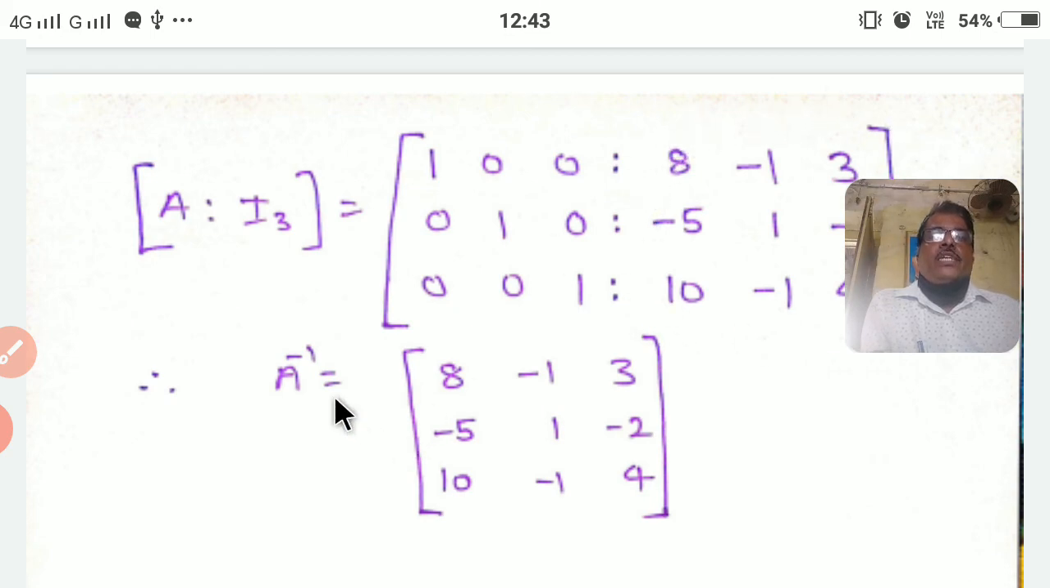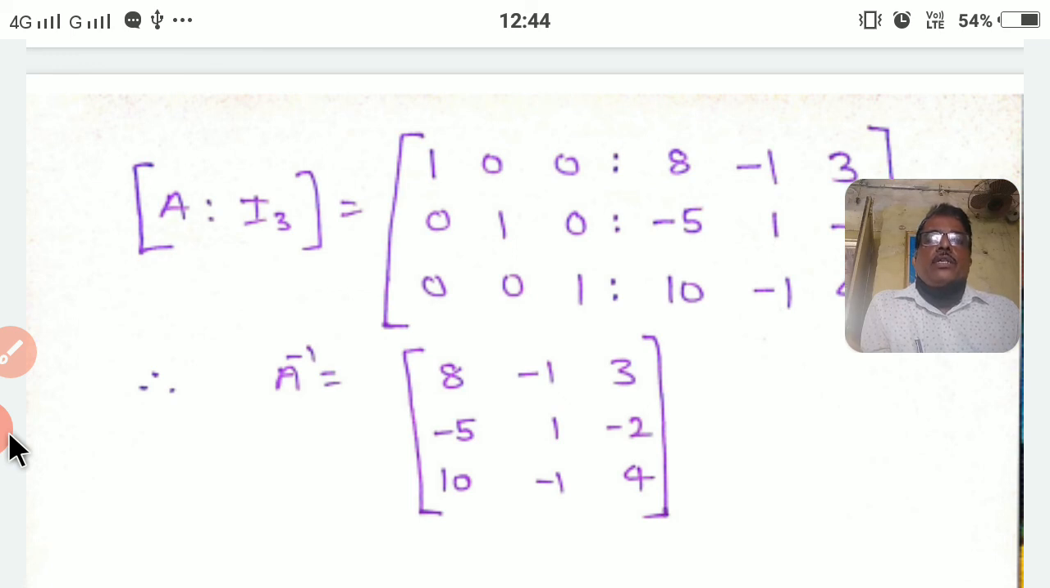Therefore the inverse of the given matrix is 8 minus 1 3, minus 5 1 minus 2, 10 minus 1 and 4. Okay, so this is how we find the inverse of a matrix by using elementary transformations.